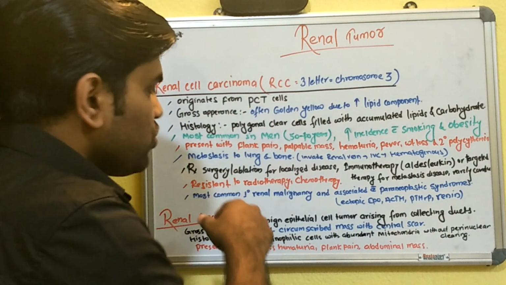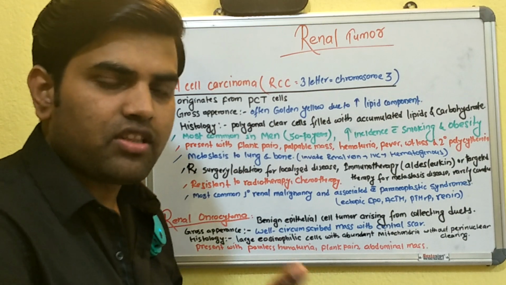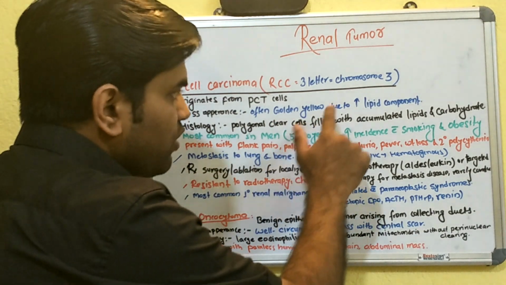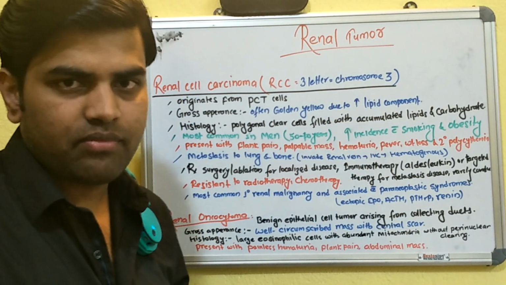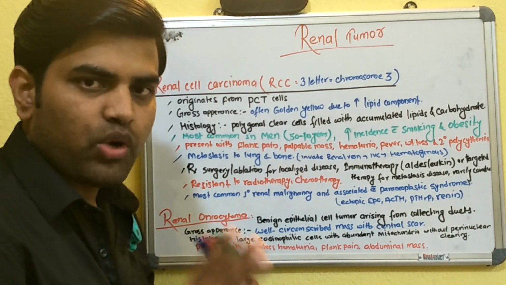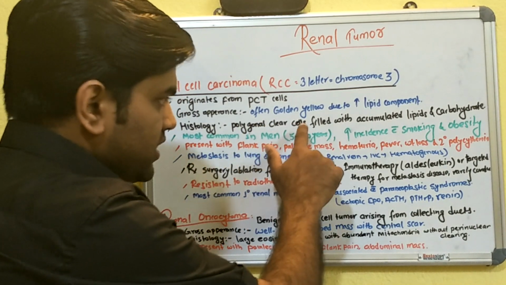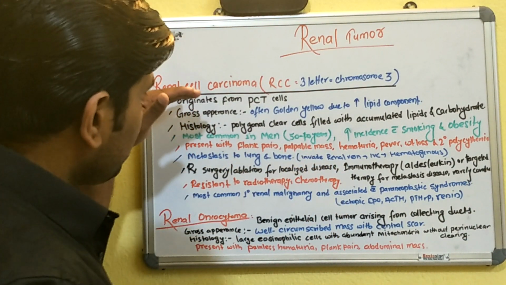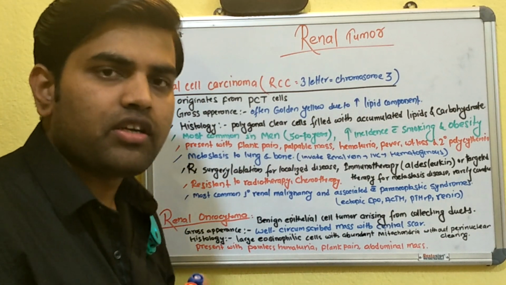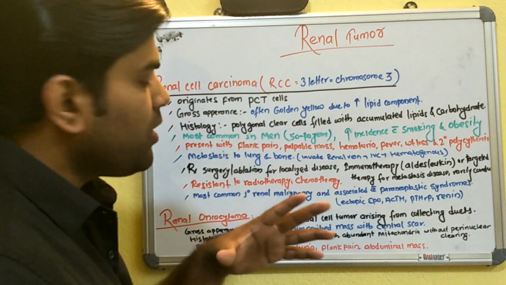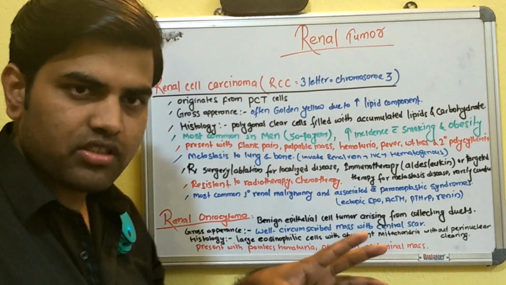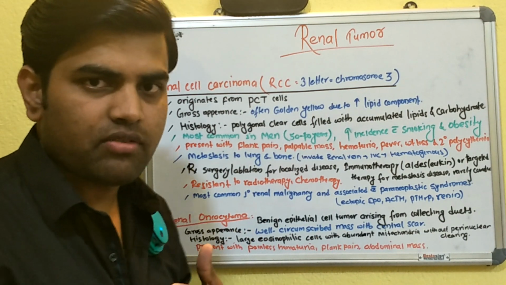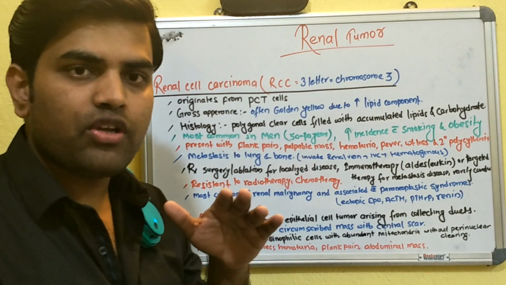Then coming to the histology, when we resect it, process it, and see it on the histological slide under the microscope, we find polygonal clear cells filled with accumulated lipids and carbohydrate. There is a picture again in First Aid. This is actually the way of diagnosis in the real scenario as well. The patient presents with a history, then you consider the origin of the cell, then the gross examination of the tissue, and the histological examination. These 3 things are important for your diagnosis.